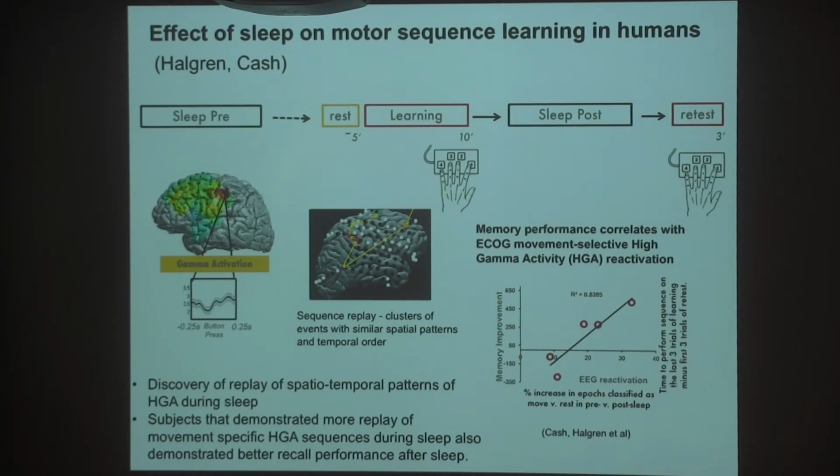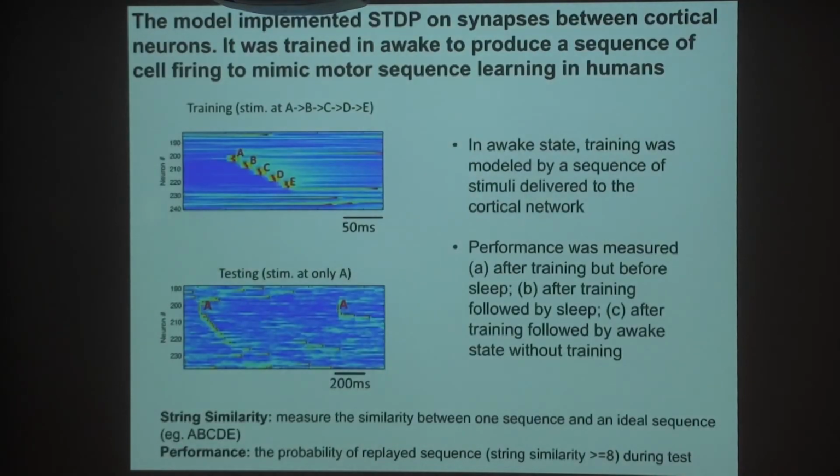So this is one reason we use this task, because it's generally believed to be, at least to some extent, hippocampus independent. So this is a type of procedural memory, and what I'm going to show, at least in the next few slides, would be hippocampus independent.